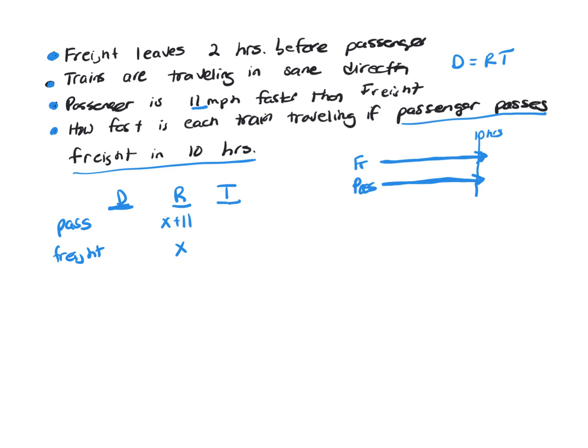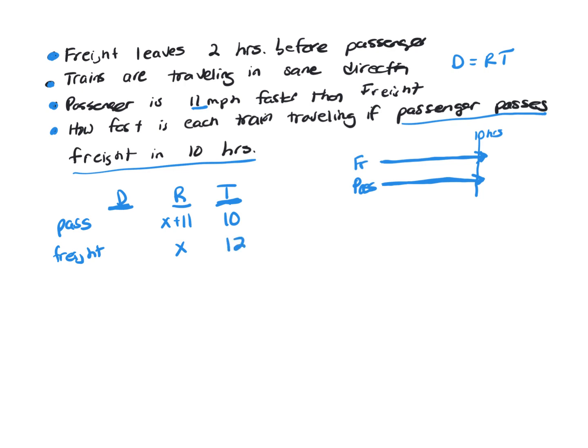But let's look at the time. Now, who's on the road longest? We said the freight train is. And how fast is each train traveling if the passenger passes the freight in 10 hours? So if the passenger has been on the railroad for 10 hours, that means the freight's been on 2 hours later, so that will be 12.